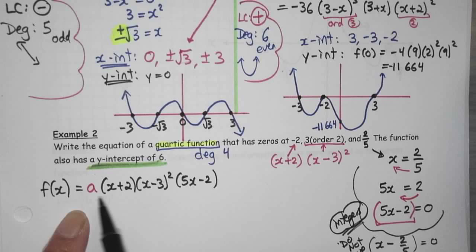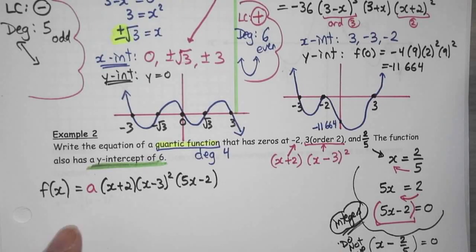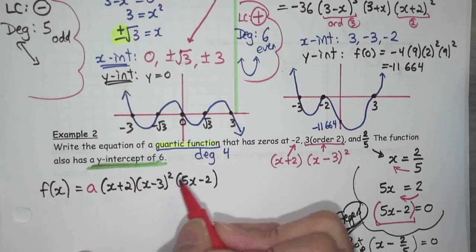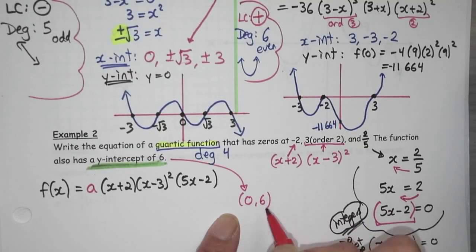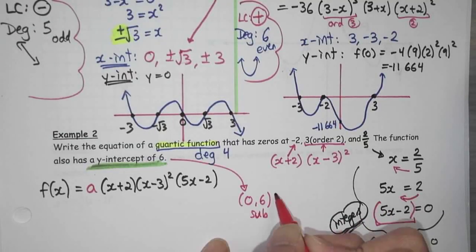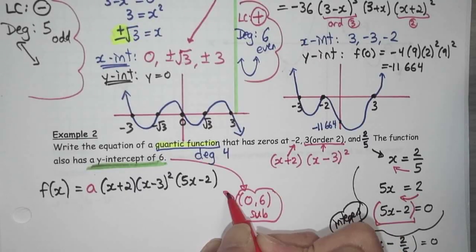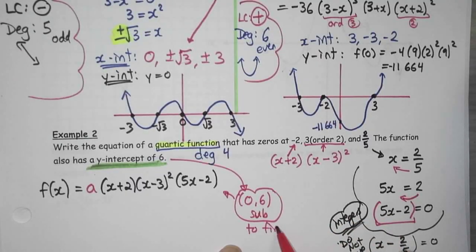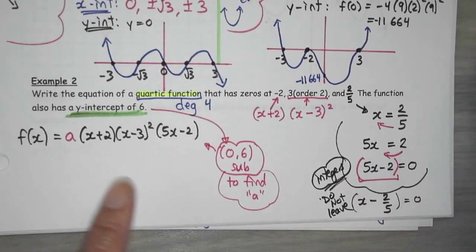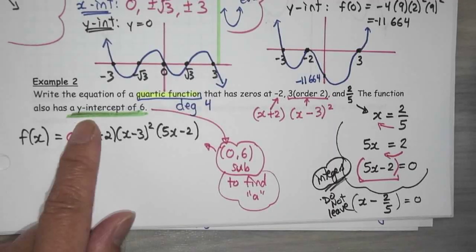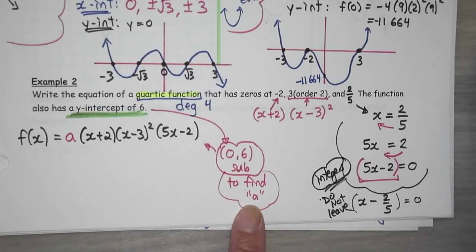And this a is going to be solved by this. So we're going to use the y-intercept of 6. This gives me (0, 6), and we're going to sub that in to find the a. You don't have to write this, but that's what we're finding. So you're going to take this, we know it's (0, 6) because it's a y-intercept of 6, sub it into here to find your a value, and then you're done. Okay, so let's do that.